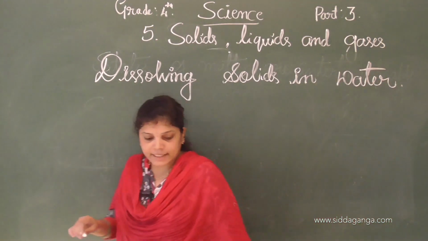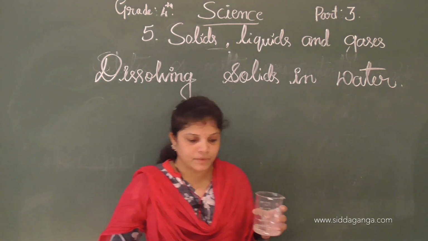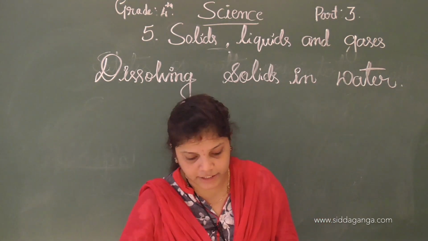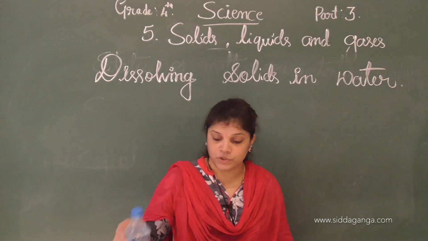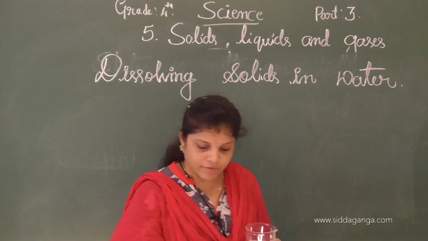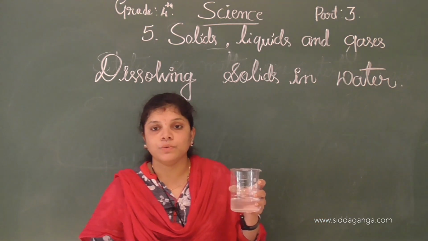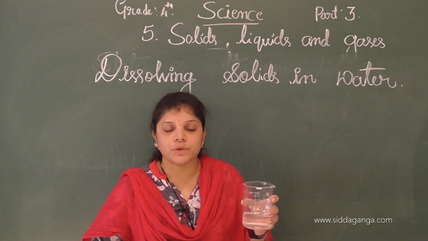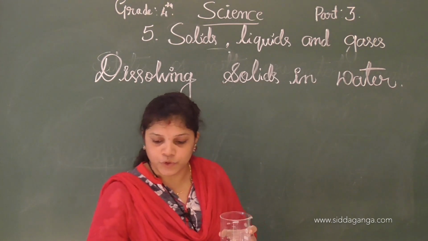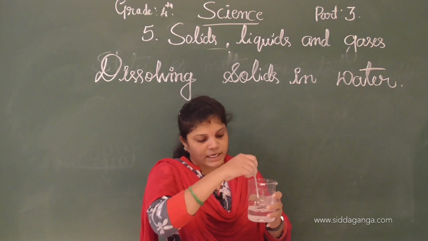Yes, in this activity, I am going to take a glass beaker and sugar. For this activity I am going to take sugar and a beaker, and I need what? Water. First take a beaker and fill the beaker with water. Next, I am going to put in a spoonful of sugar. See what happens. See, I'm going to stir it. What happens? It started to dissolve.